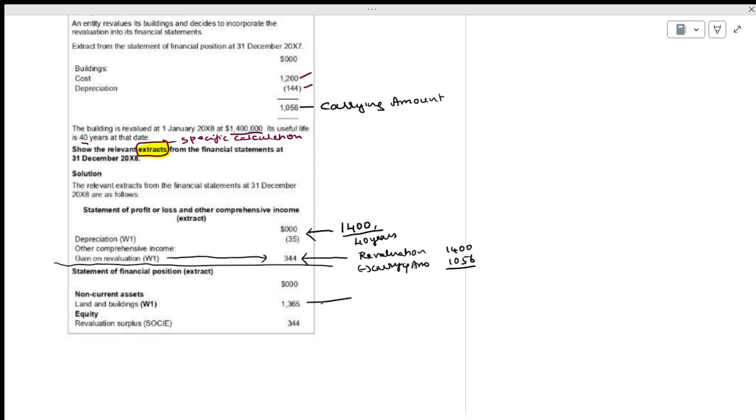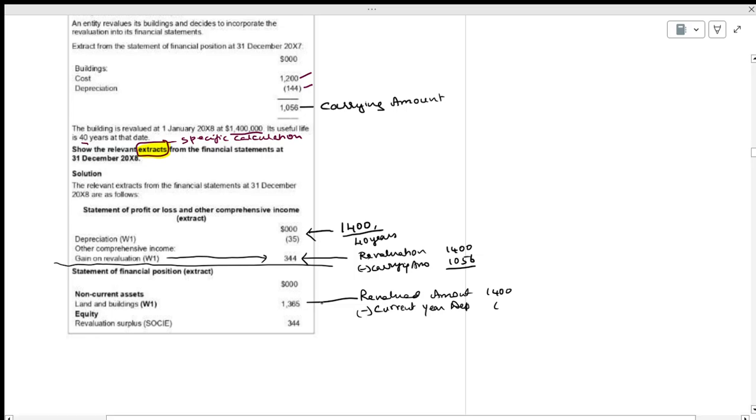What is the revalued amount? The revalued amount is 1,400. Now, what is the current year depreciation? Current year depreciation is 35. What is the amount you are going to show? 1,365. See, divide the things. This is step 1. This is step 2. This is step 3.